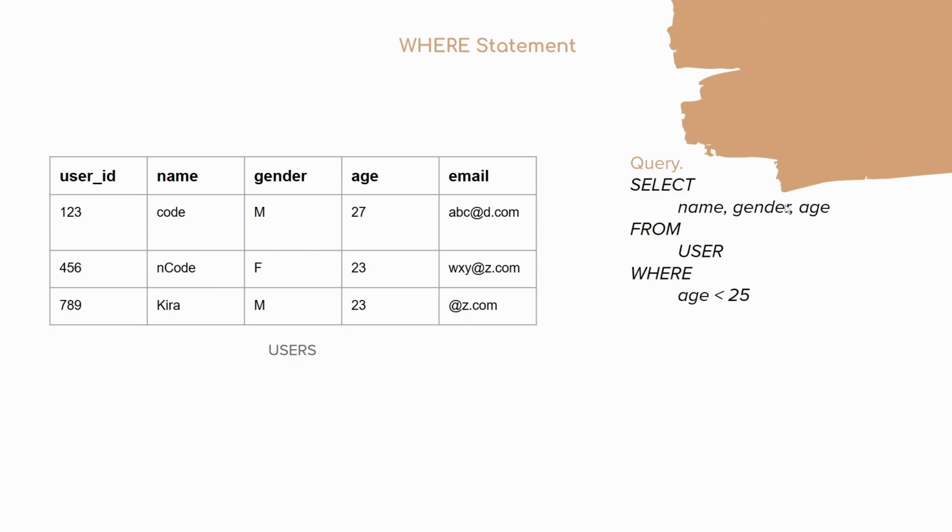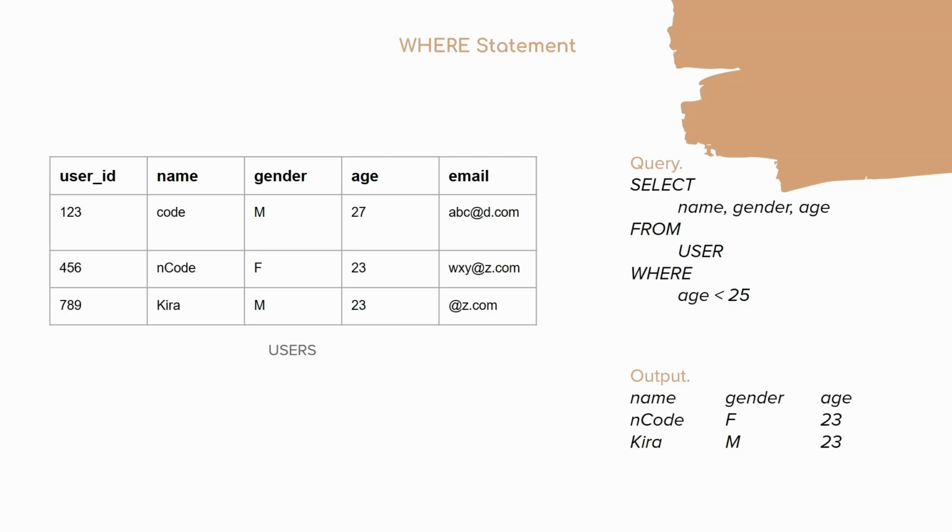Right, so let's have a look at an actual example. I want to select name, gender, and age of all of the users where age is less than 25. If you see, this does not qualify, so this won't be printed. These two rows qualify, so these two rows will be printed. So the output would be something like name, gender, and age: Encode F 23, Encode F 23, Kira M 23, Kira M 23. Okay, because these two rows pass this condition. So this is how your where condition works.